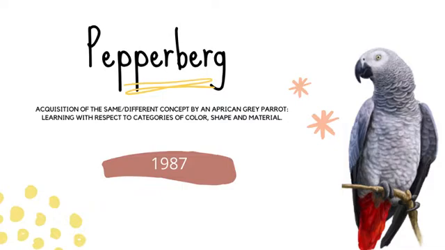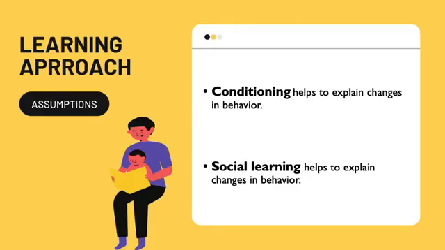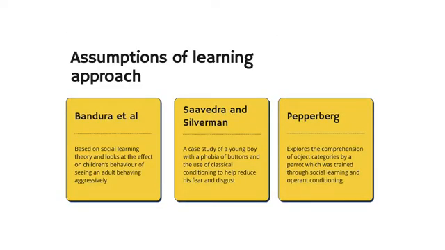Before we proceed with the study, we are going to look at the learning approach assumptions. There were two assumptions. One, conditioning, either operant or classical, helps to explain changes in behavior, and social learning also helps to explain changes in behavior. We looked at social learning in Bandura, if you remember. Bandura et al. was based on social learning theory and looked at the effect on children's behavior of seeing an adult behaving aggressively, so the effect of a model, and whether a child imitates the behavior of the model.